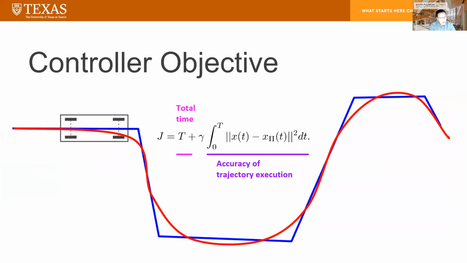The controller objective we have here is that, say we have a trajectory we have to follow with high accuracy, showing in blue here. What we want to optimize is the total time it takes to traverse the trajectory T, and also the accuracy of our execution, which is shown in red. So we want to also penalize the difference between our executed trajectory and the desired trajectory, because you may want to avoid obstacles on the way, and you may want to hit certain waypoints you need to reach as part of the navigation task, and so on.